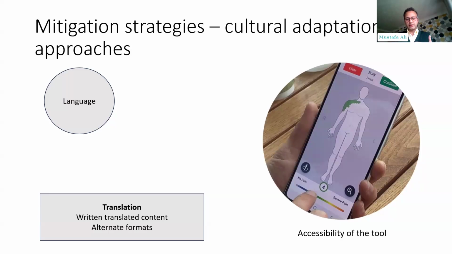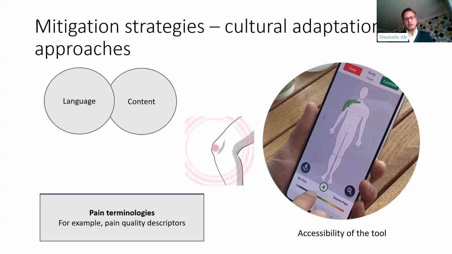But we also need to recognize that not everyone would be able to read Urdu. So for that, you can use alternate formats. So for example, you can use audio, and you can embed that audio within the digital tool, and you can listen to it so that you can answer that question properly. A second factor is content. Like I was saying before, pain quality descriptors are not easy to describe in English. And even if you try to describe it in their local language, there are very different expressions for that.